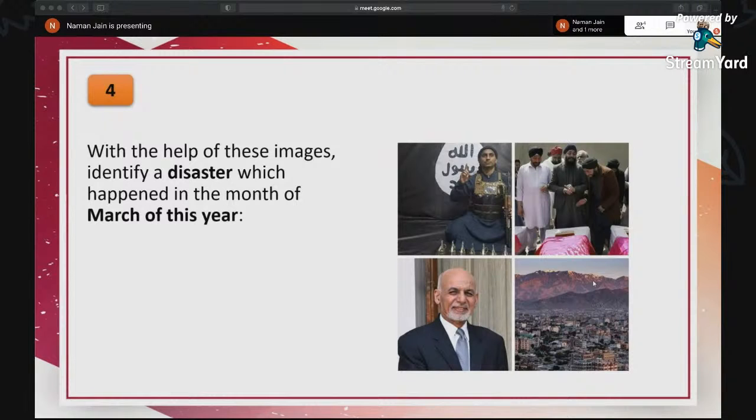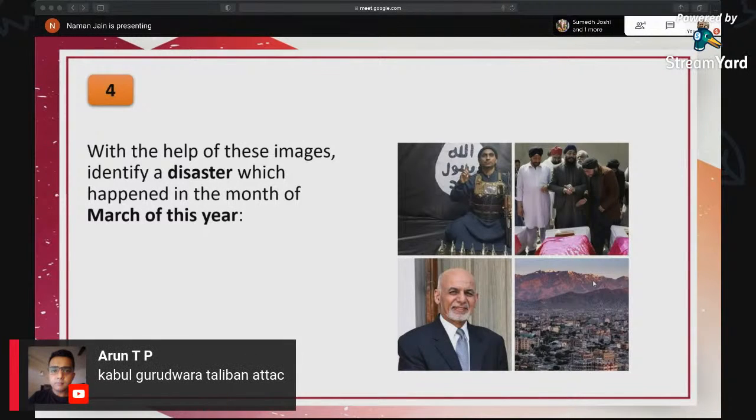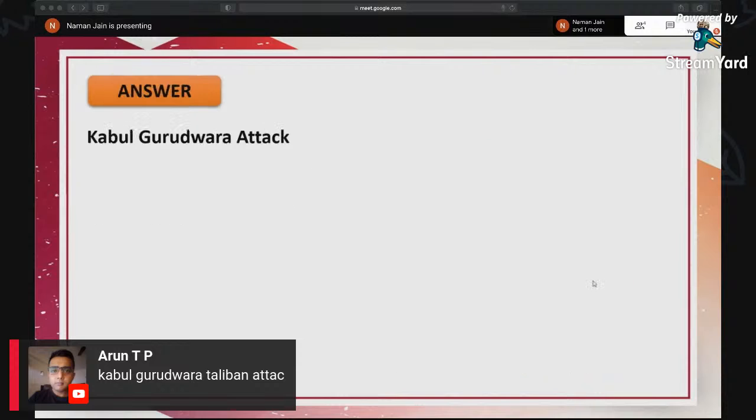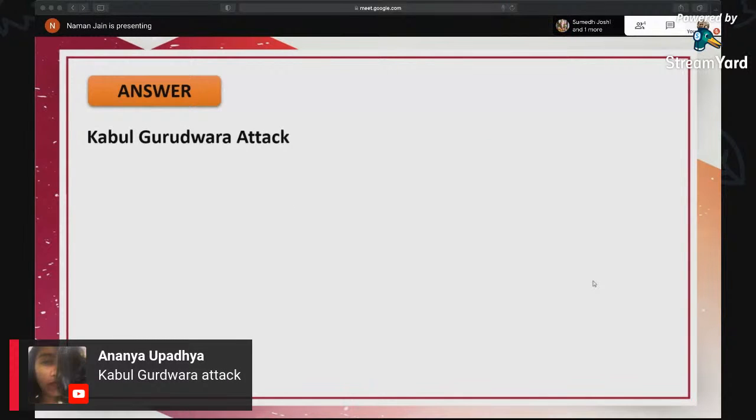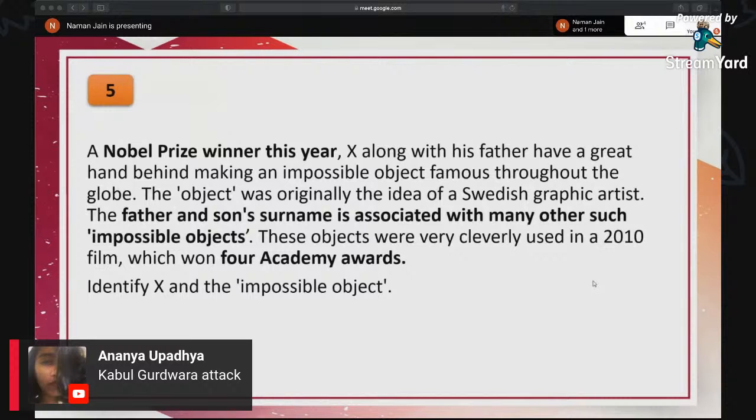Akash, Shubhojit, Ananya, Kabul, Gurudwara attack. Perfect. That was the answer we were looking for. The person is Ashraf Ghani. Terrorist is shown in the first image. 6 are lamenting. And the 4th image of Kabul, the capital of Afghanistan. So this is the attack on Kabul Gurudwara. And that was expected in the answer. Question number 5.